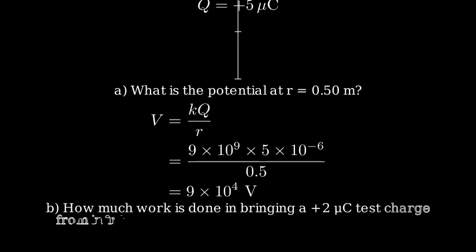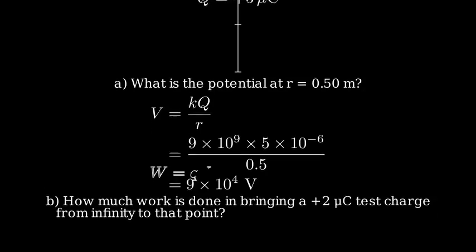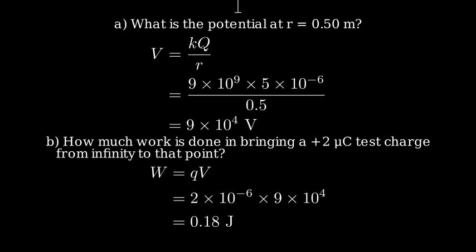Part B. How much work is done in bringing a positive 2 microcoulomb test charge from infinity to that point? Using W equals q times V, W equals 2 times 10 to the power of negative 6 coulombs times 9 times 10 to the power of 4 volts, which equals 0.18 joules.